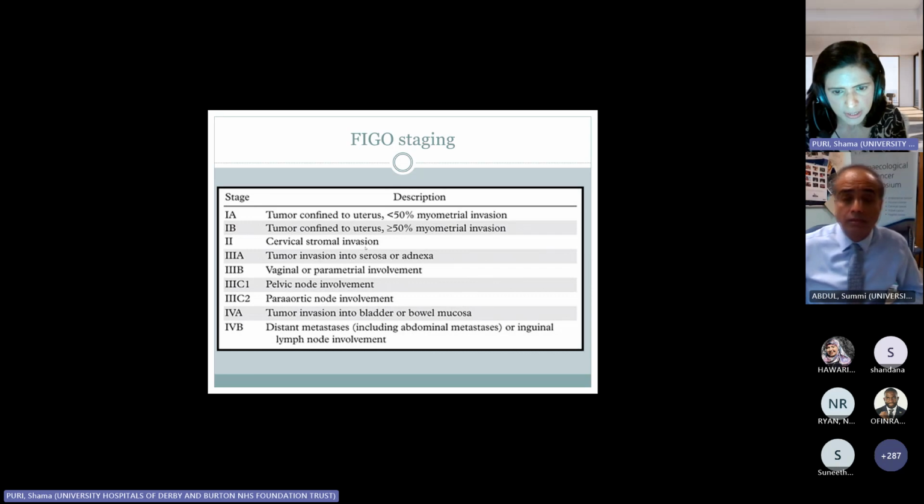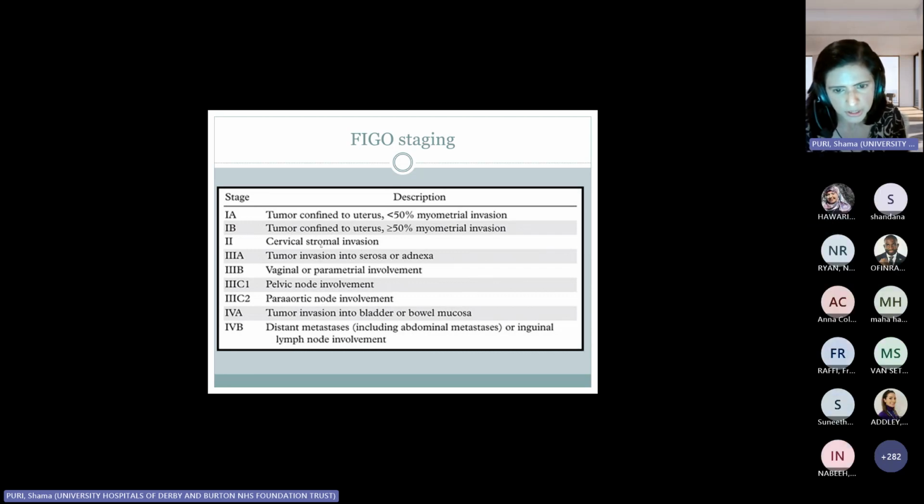Two things to note here is the stroma. So if the cancer is going into the cervical lumen, that's not 2. It has to involve the stroma. And again, in 4A, the mucosa has to be involved. So just wall involvement does not mean 4A. So to show you some examples.